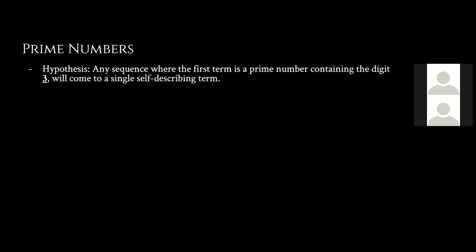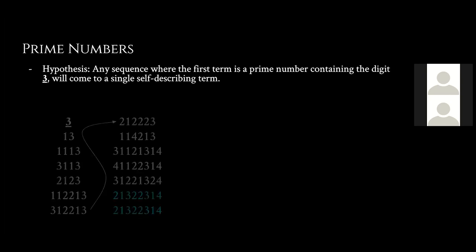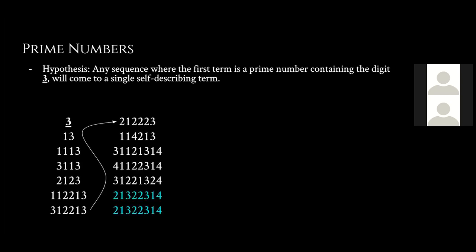Okay, so let's take a look at prime numbers now, since that last one didn't work. We looked at all the prime numbers up to 199 and then a whole bunch more. And we came up with this: any sequence where the first term is a prime number containing the digit 3 is going to come to a single self-describing term and not a cycle of terms. We're going to start with 3, which is obviously our lowest prime number that has 3 in it. We can see right here, it does come to a single self-describing term.